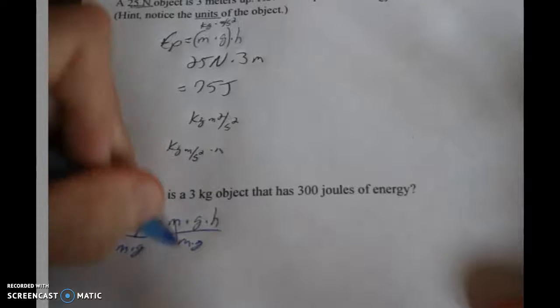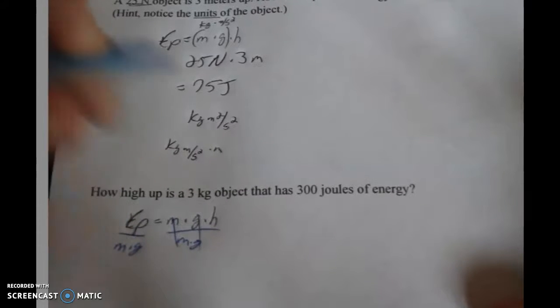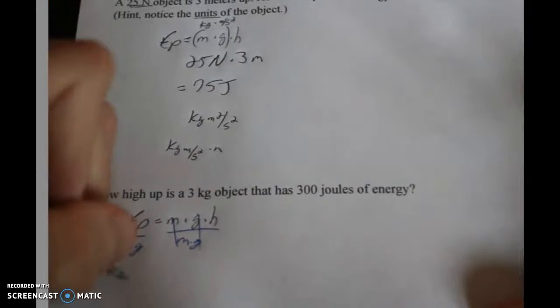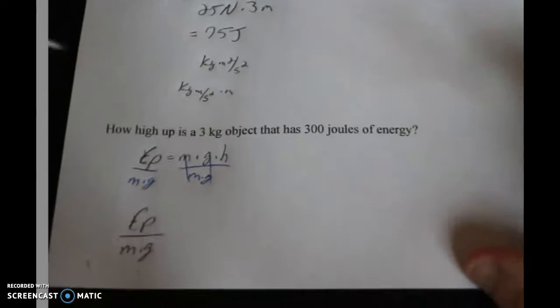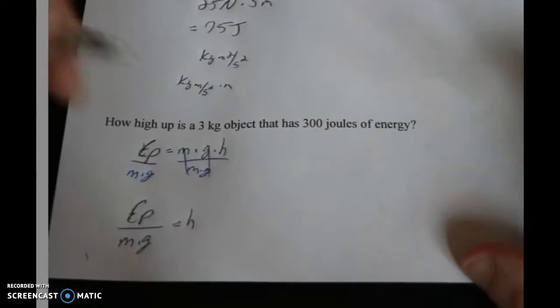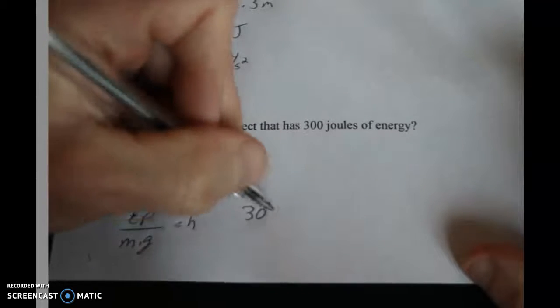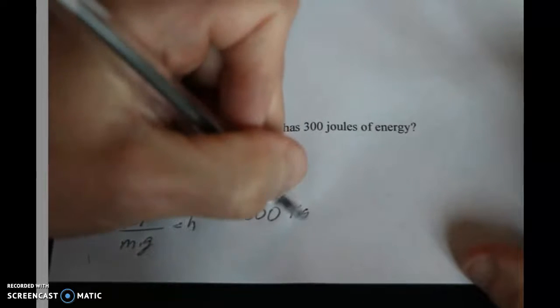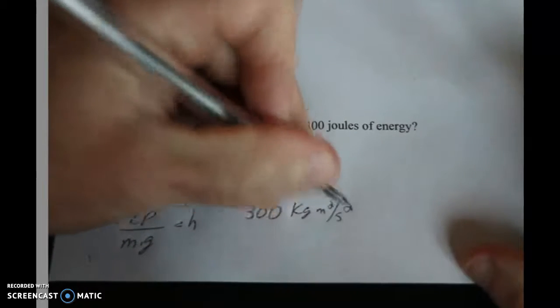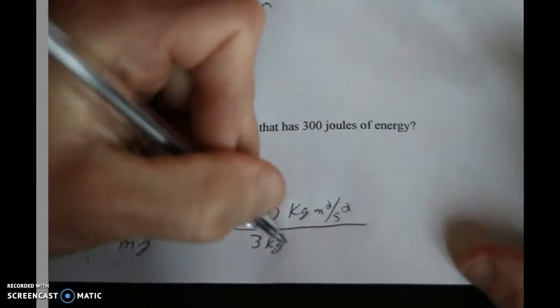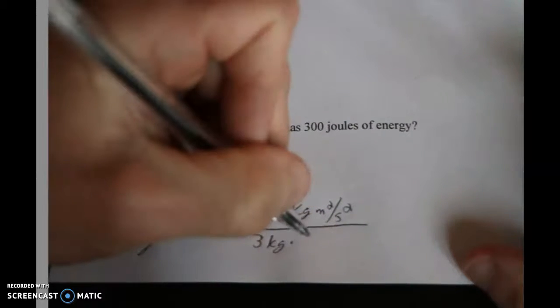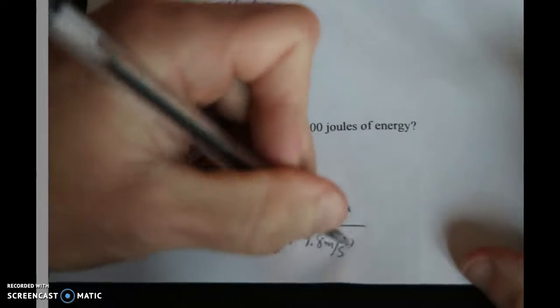And what happens is they cancel out. So what I end up with is potential energy divided by mass times gravity equals height. And if I write this out, 300, instead of writing joules, I'm going to write kilograms meters squared per second squared. The mass is 3 kilograms. The gravity is 9.8 meters per second squared.